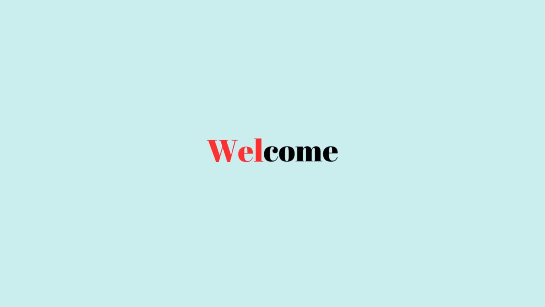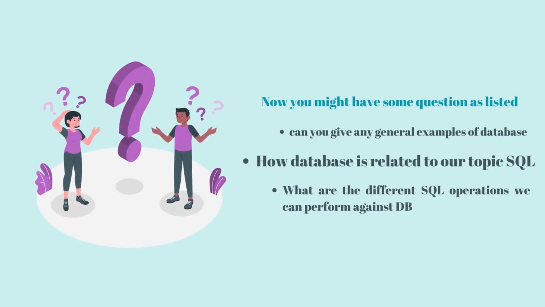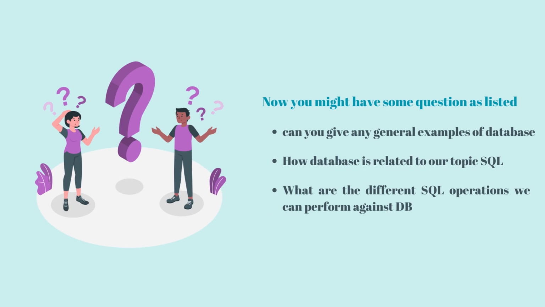Hello one and all. In the first video we discussed what is SQL and the basic definition of that. In the second video we discussed what is a database, what is the outlook of a database, how rows and columns work, and the relation between them. Now you might have some questions from the previous video.